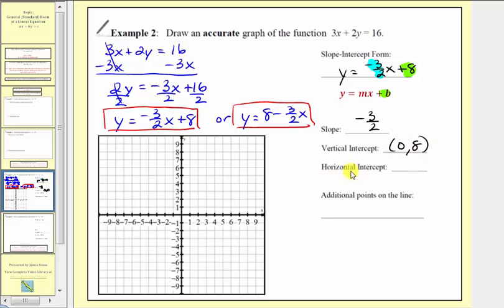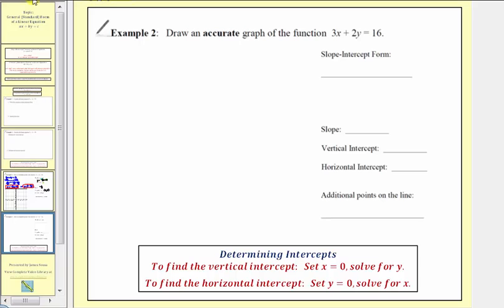Next, we're asked to determine the horizontal intercept. There's no shortcuts here. We'll have to set y equal to 0 and solve for x. So what I want to do now is determine both the vertical and horizontal intercepts using the general form of the equation, just to show that we can find the vertical intercept more than one way. So beginning with the given equation 3x plus 2y equals 16, we'll find the vertical intercept again, but this time we'll set x equal to 0 and solve for y.